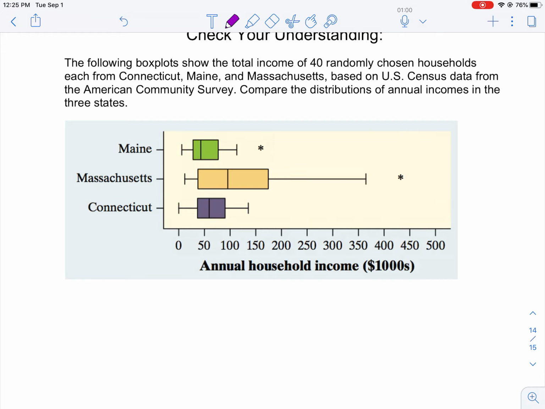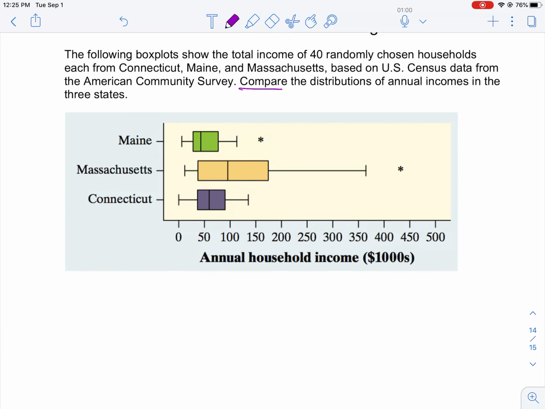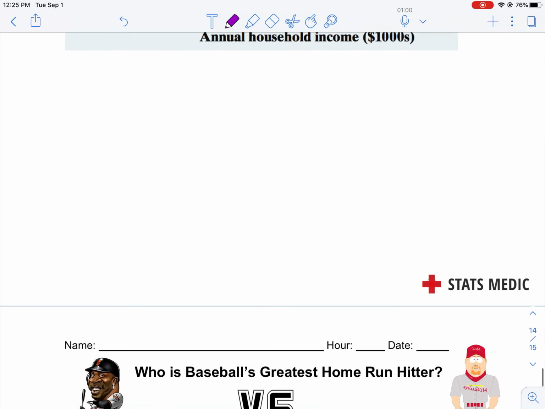So the following box plots show the total income of 40 randomly chosen households, each from Connecticut, Maine, and Massachusetts, based on the U.S. Census data from the American Community Survey. Compare the distributions of annual incomes in the 3 states. So we're comparing, which means we're going to have comparison words. For this, I am going to use my SOCV outline. So I need to talk about shape, outliers, center, and variability. Let's talk about shape first.